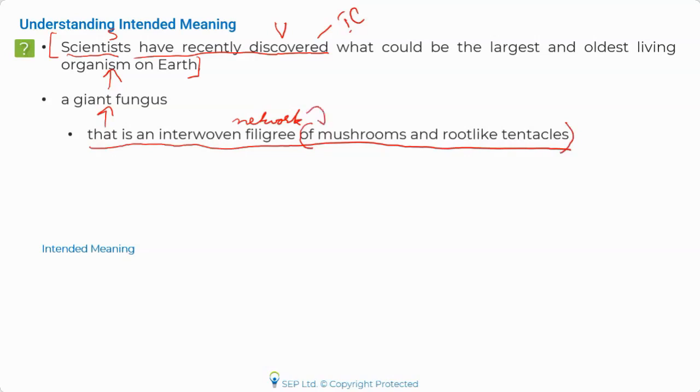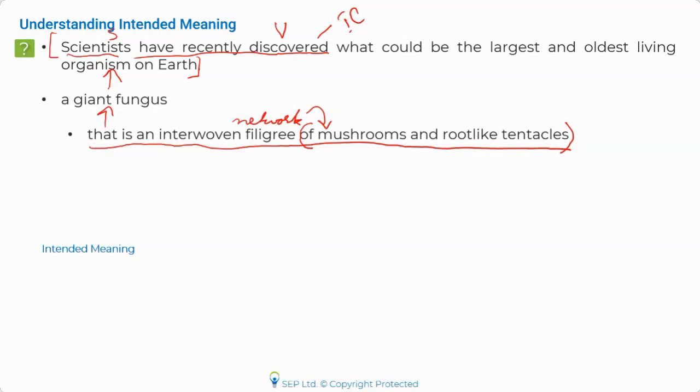So, fine. Basically, I'm saying scientists have discovered an organism. The organism is a giant fungus. This giant fungus is a network of mushrooms and tentacles. Clear so far, guys? Are you clear so far? All of you.